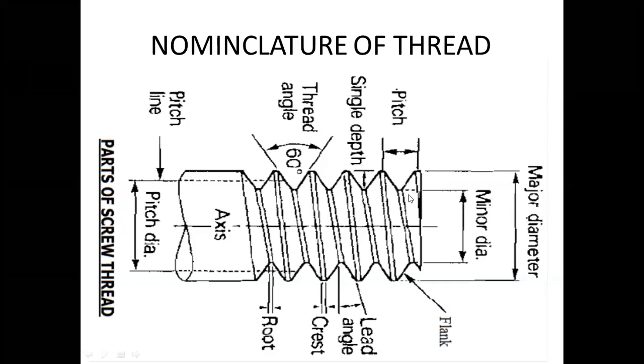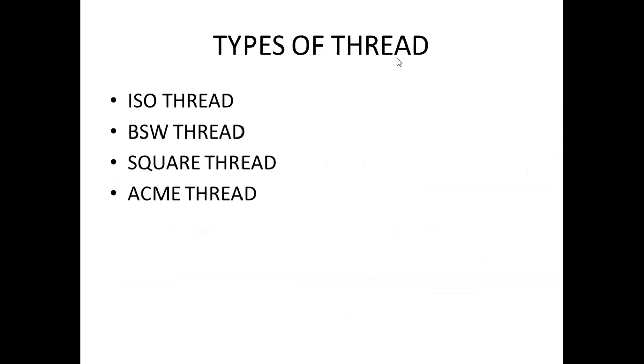This is called the minor diameter, the distance between the opposite ends of the root. The distance between the opposite ends of the crest is called the major diameter of the thread. The distance between two consecutive crests or roots is called pitch. The angle between the two flank surfaces is referred to as the thread angle. The types of thread are ISO thread, BSW thread, square thread, and Acme thread. One among these four threads will be given in the exam for 25 marks.